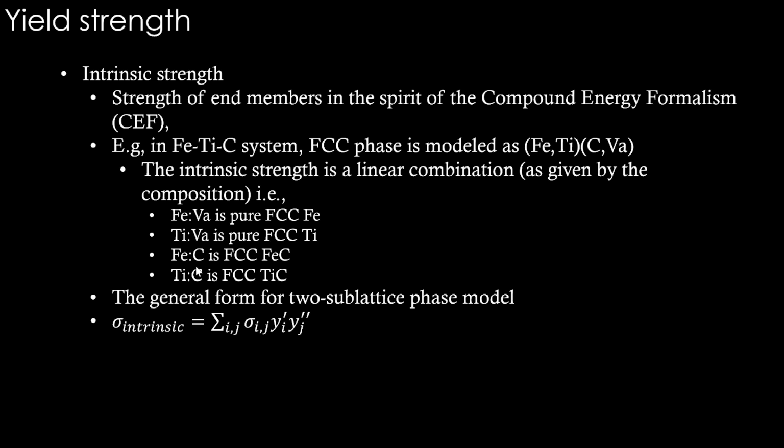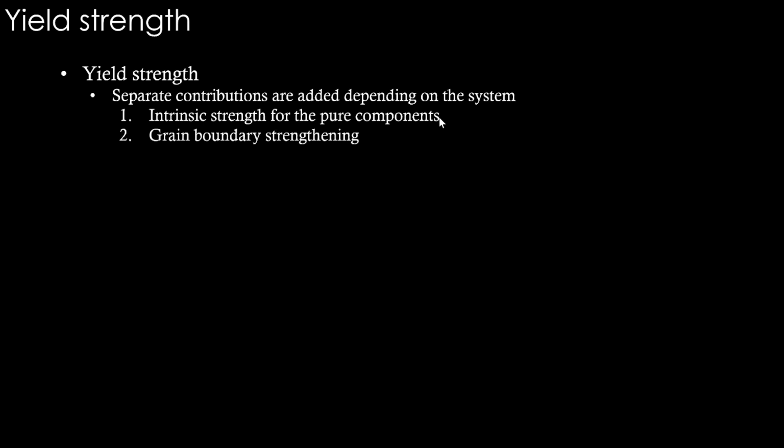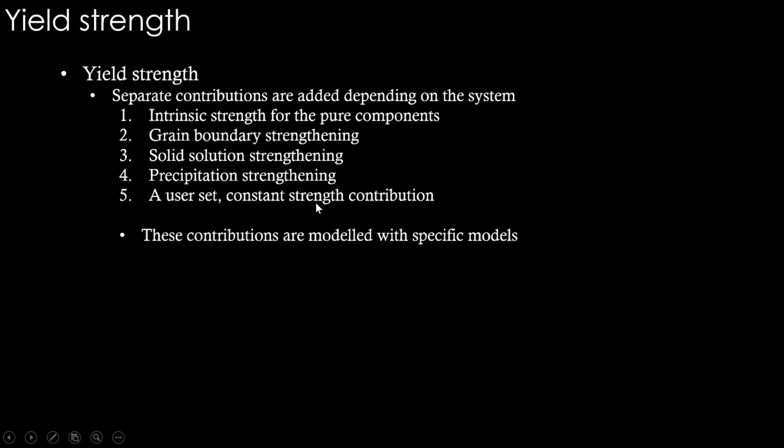And to this intrinsic strength, more contributions are added, separate contributions depending on the system. Whichever contribution is available in the system, they will come. Intrinsic strength will anyway be there. And grain boundary strengthening, if it is present, can be added. Solid solution strengthening, precipitation strengthening, or a separate user-set constant strength contribution. If at all we know some other contribution is there, we can add some more constant contribution like that as well.